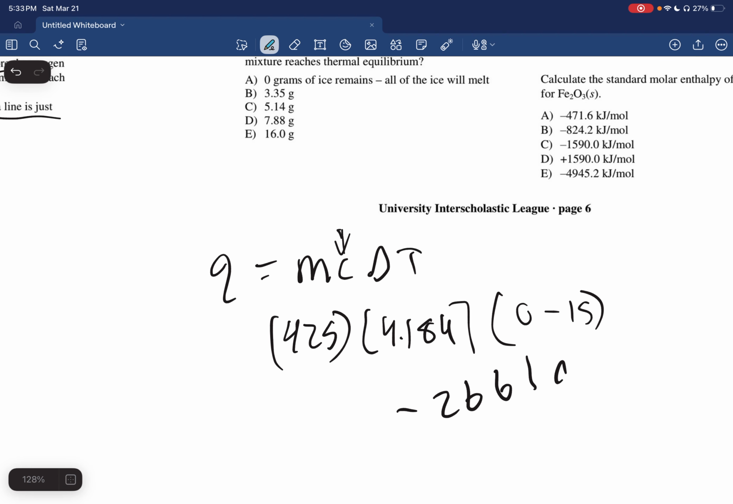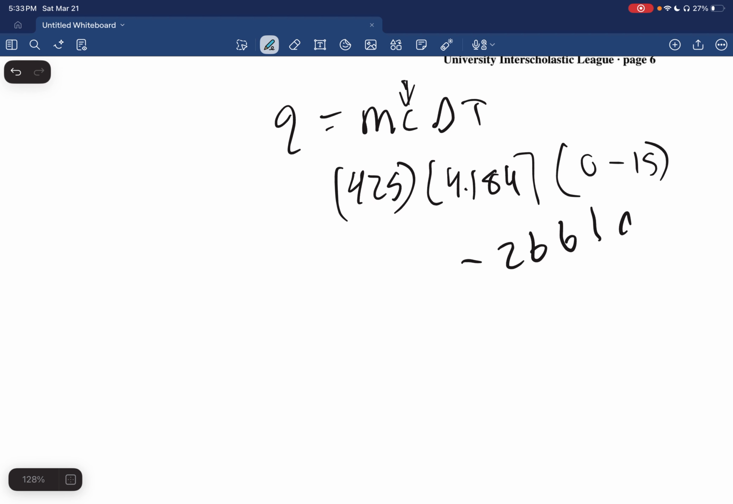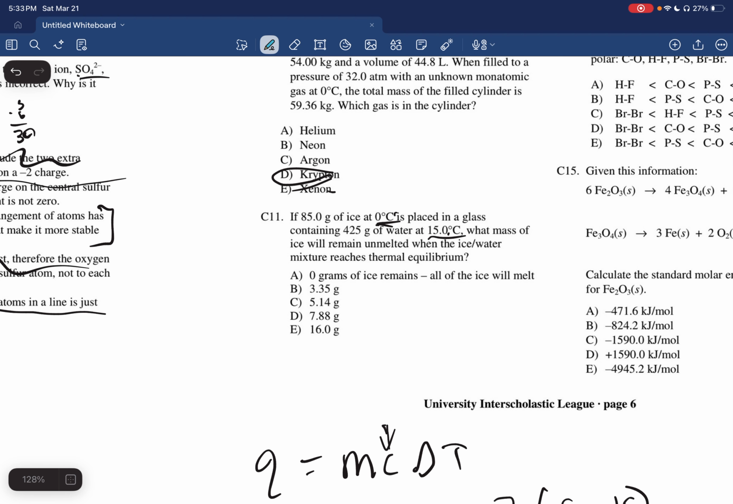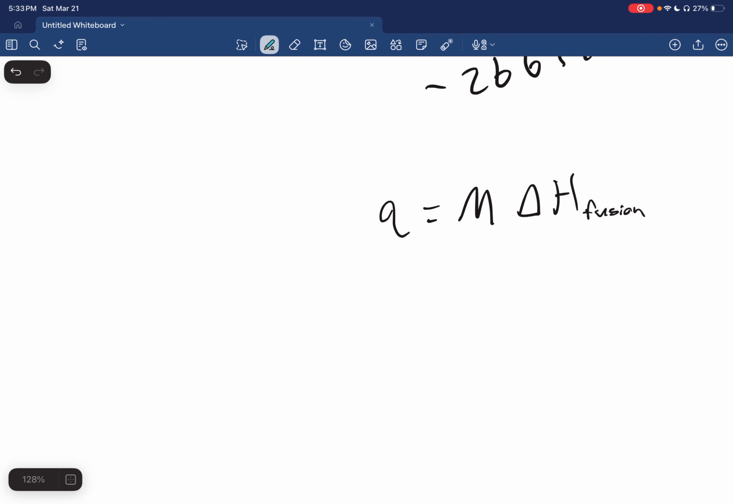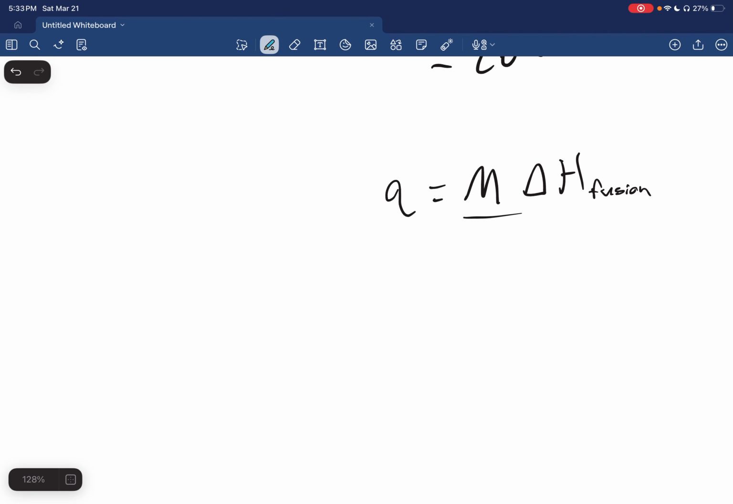And next we need to determine how much ice that heat can actually melt. So when you're doing a phase change, well, our ice is already at its melting point. So we just need to see that Q equals our mass times our delta H. And our delta H is given to us. This is the delta H of fusion because we're melting. So now we just need to rearrange for mass because that's what we're looking for. So Q divided by delta H will give us this mass.